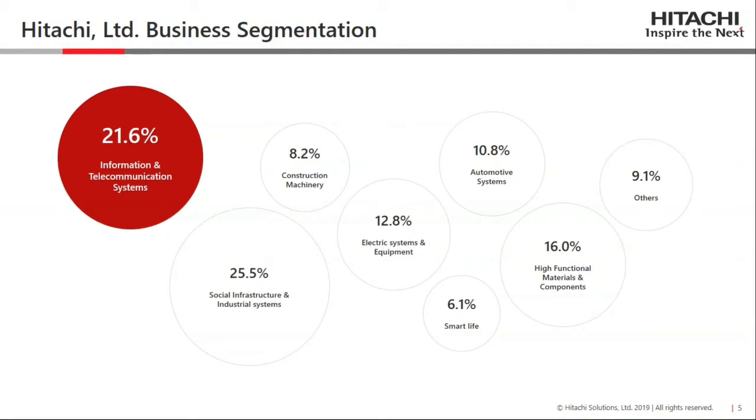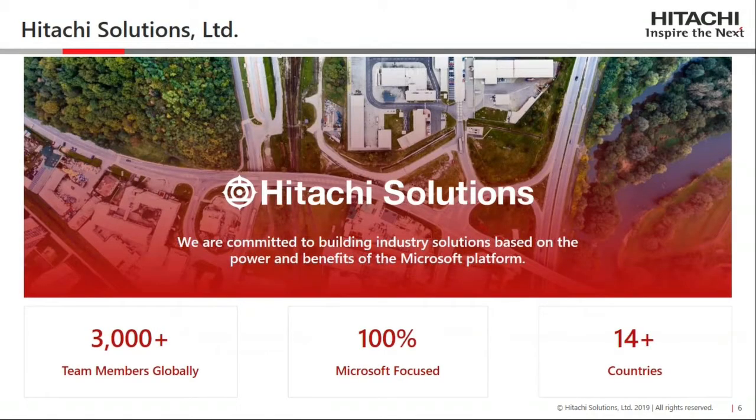So yes, we are in information and telecommunication systems, about 21.6%. Then we are also in social infrastructure and industrial systems, about 25.5%. We have about 12.8% on electric systems and equipment, and of course, about 6.1% on smart life, out of which we are focused on the 21.6% because that's where we belong. As to who would be we, that would be Hitachi Solutions.